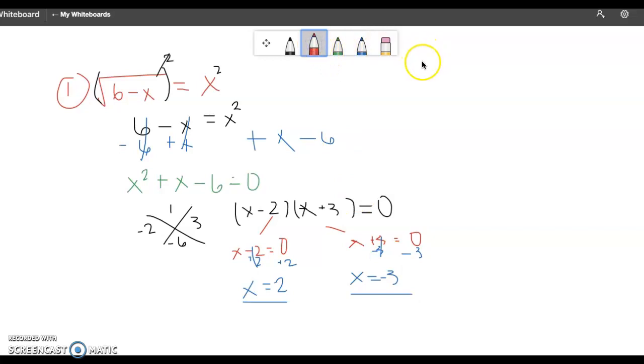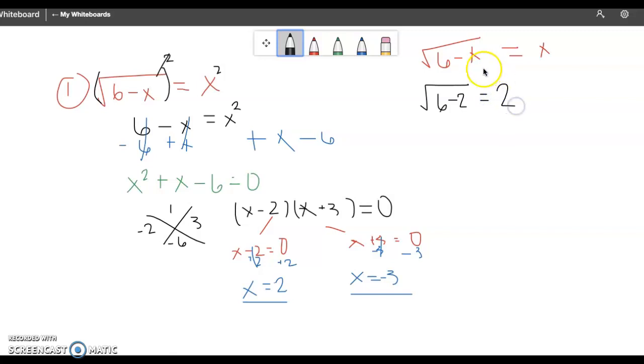So the original expression that I had written down for number 1 was the square root of 6 minus x equals x. So I'm going to first test, well, does 2 work? So we're taking, does the square root of 6 minus 2 equal 2? So you're just plugging in the value of x in two different spots. 6 minus 2 is 4.